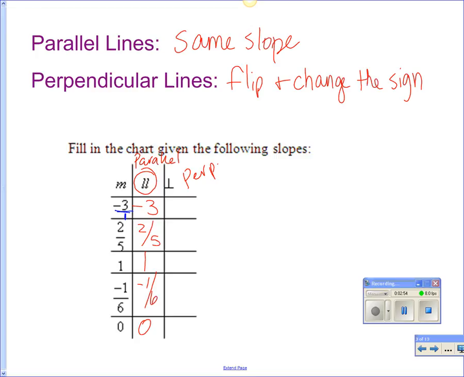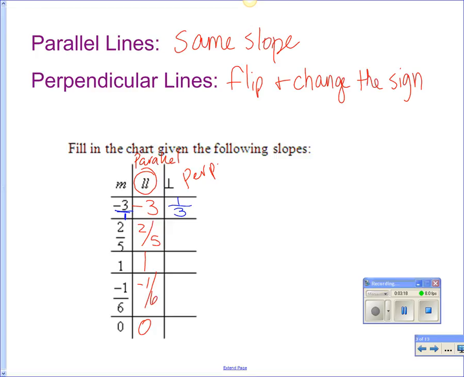We also have to change the sign. This was a negative number, so it's going to become a positive. When I flip it, 1 goes to the top, 3 goes to the bottom, and the negative became a positive. So 1/3 is the perpendicular answer. Good.